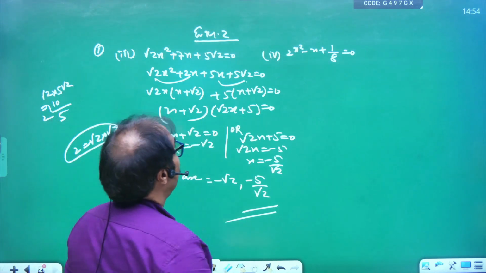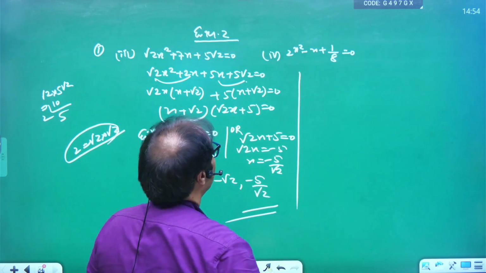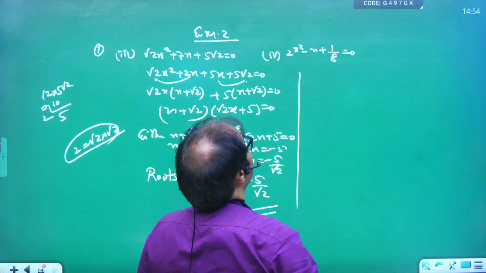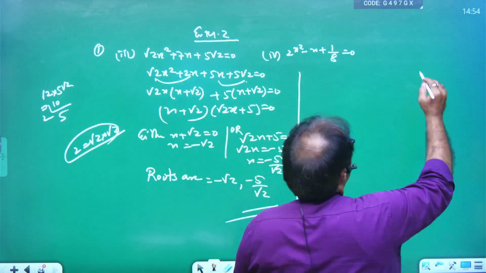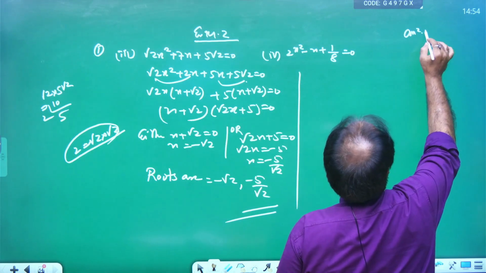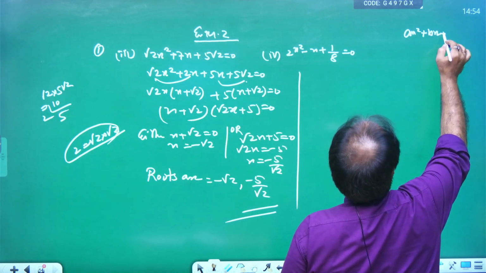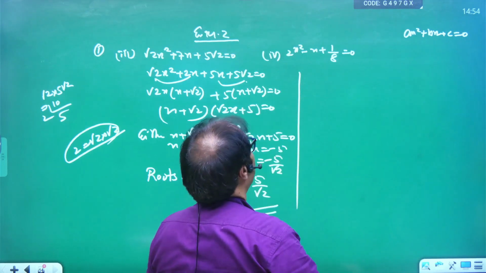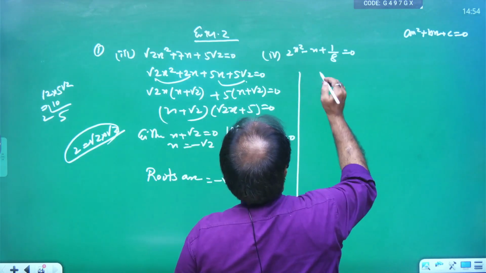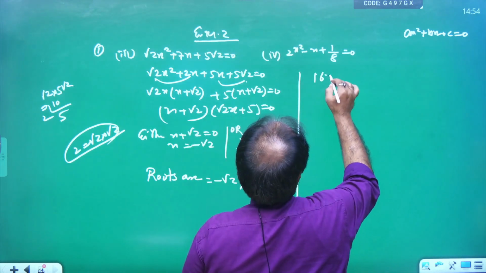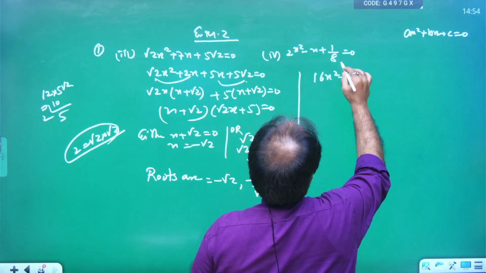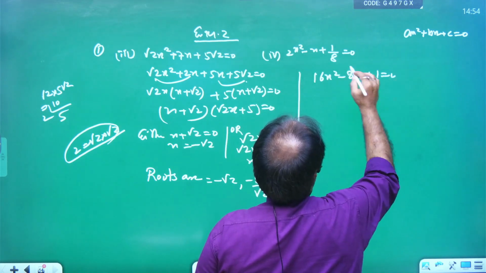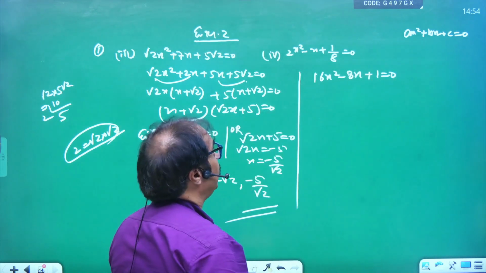Okay. Now for this part, the question is not in the standard form. Standard form means it should be in the form of ax square plus bx plus c is equal to 0. So take the LCM. So this will be 16x square minus 8x plus 1 is equal to 0, by cross multiplication.